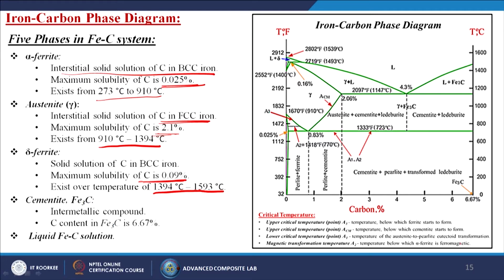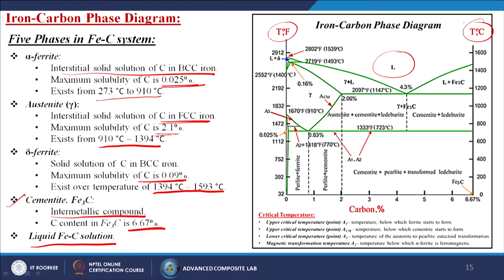Then we move to cementite, which is an intermetallic compound. The C content in Fe3C is 6.67%. And the last one is the liquid iron carbon solution. In this diagram you can see several things. The carbon percentage goes from 0.0 to 6.67%, and temperature is increasing in these directions. This is in the Fahrenheit and this is in the centigrade scale.